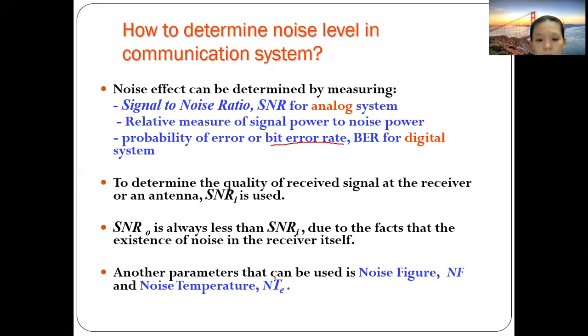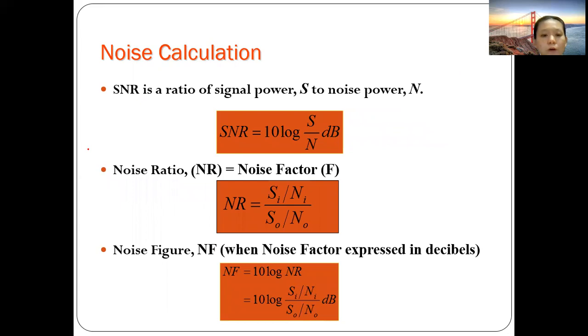Another parameter that can be used is noise figure, NF, or noise temperature, NTE. Okay, noise temperature. Okay, now we go to our formula. So SNR is the ratio of signal power S to the noise power N. Okay, so we have SNR equals 10 log S, signal power, divided by N, noise power, in units of dB.